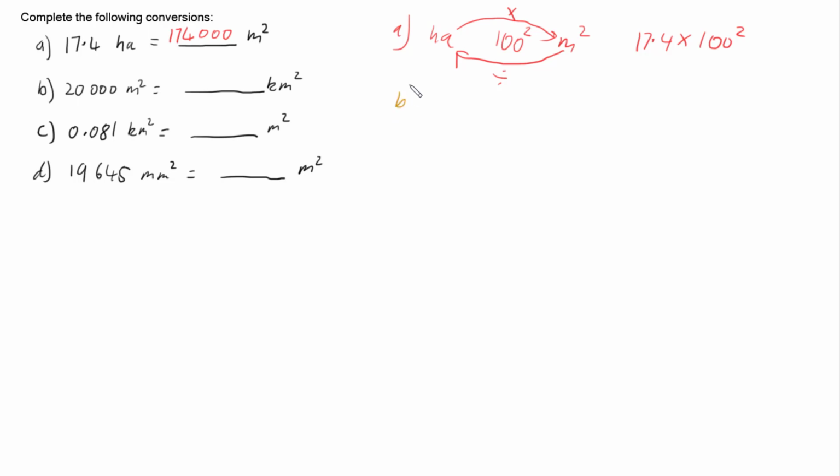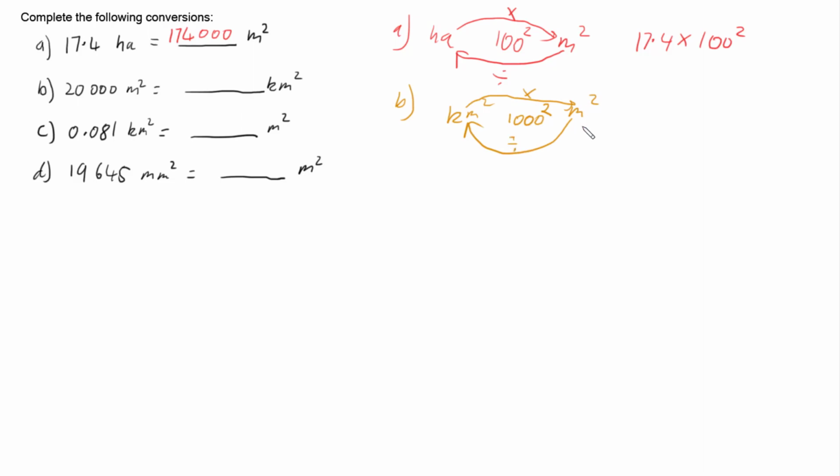Having a look at part B, we've got meters squared and kilometers. So I've got kilometers squared, I've got meters squared. Now 1 kilometer is worth 1,000 meters. They're squared, so I'm going to square them. So to go from kilometers to meters, just like above, if I'm going from big to small, a kilometer is big. I multiply. Going from meters to kilometers, I divide.